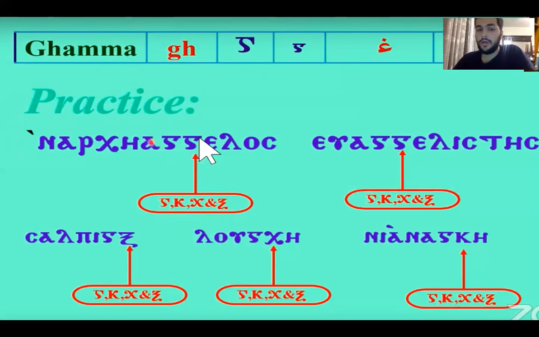So let's look at this first word. It's a little long, but it's easy. So here, let's find the Gamma. Here it is. The letter after is another Gamma. So now the rule of Gamma tells us this word, the Gammas will make an NG sound. So let's say this together.